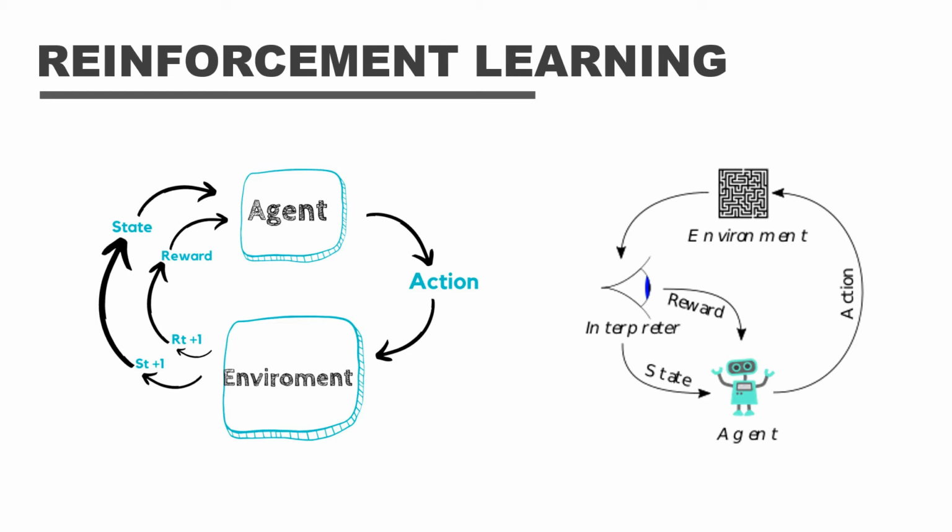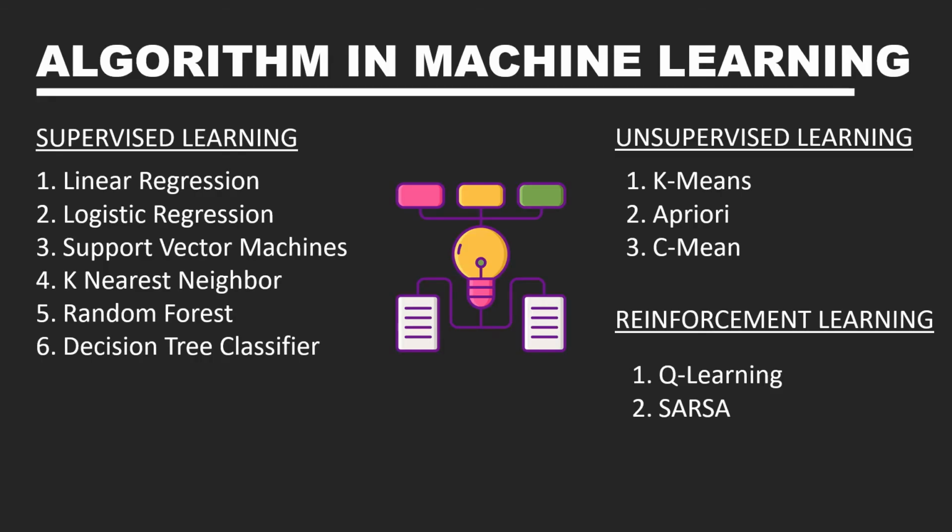So now let's have a look at the popular algorithms in machine learning, across supervised learning, unsupervised learning, and reinforcement learning. So let's have a look. Algorithms in machine learning. In supervised machine learning there are some popular algorithms like linear regression, logistic regression, support vector machines, k-nearest neighbor, random forest, decision tree classifier. And in unsupervised learning, there are algorithms called k-means, also called clustering, Apriori, and c-means. And in reinforcement learning, or you can say agent-based learning, there are two algorithms called Q-learning and SARSA. They're the most popular algorithms in machine learning.